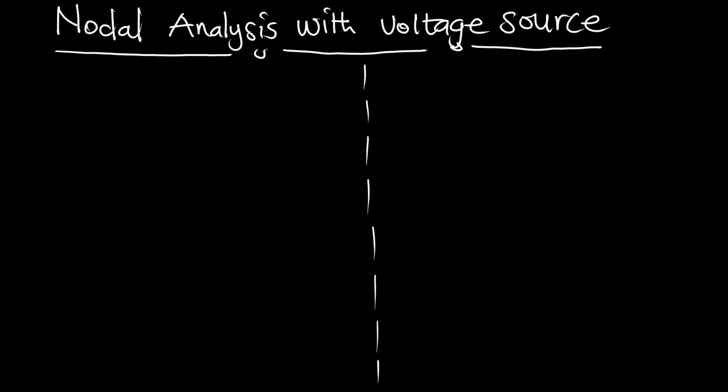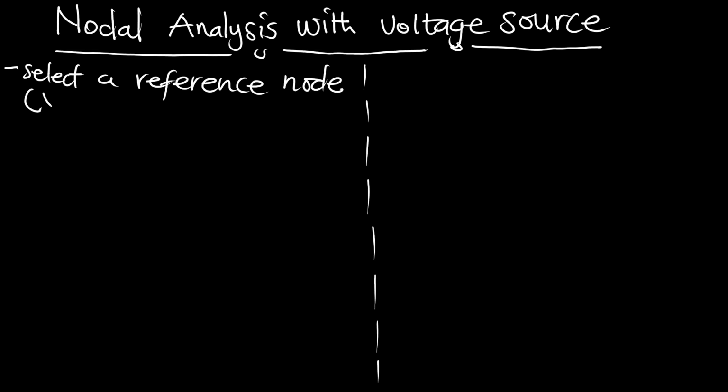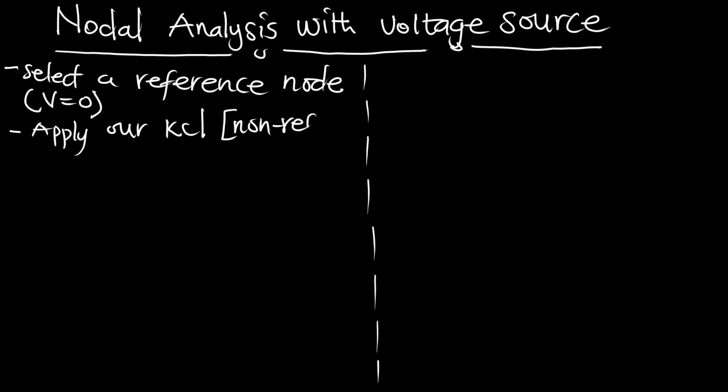First, we know all the rules for nodal analysis. We select a reference node, and we know that at the reference node the voltage will be equal to what? 0. Then we also apply our KCL to each of the non-reference nodes. Are you okay? The non-reference nodes. So we know all of this from the previous episode.